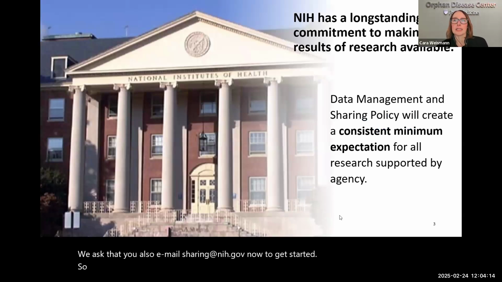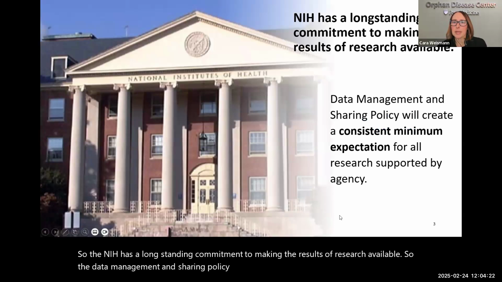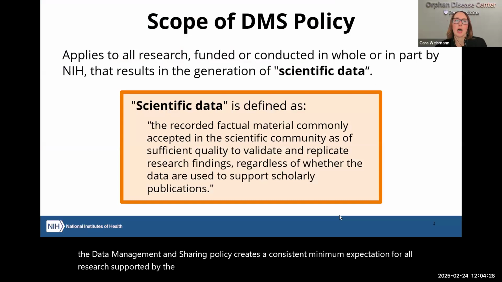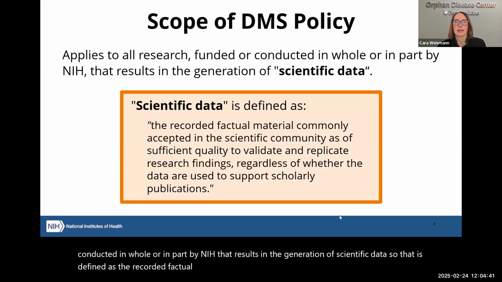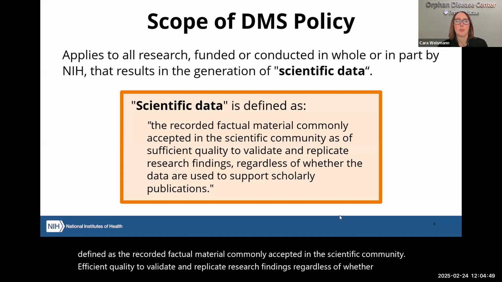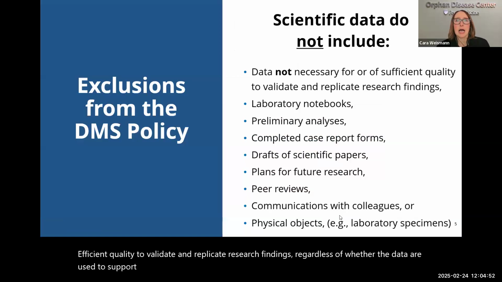So the NIH has a longstanding commitment to making the results of research available. The data management and sharing policy creates a consistent minimum expectation for all research supported by the agency. The scope of the policy is all research funded or conducted in whole or in part by NIH that results in the generation of scientific data. That is defined as the recorded factual material commonly accepted in the scientific community as sufficient quality to validate and replicate research findings, regardless of whether the data are used to support scholarly publications.